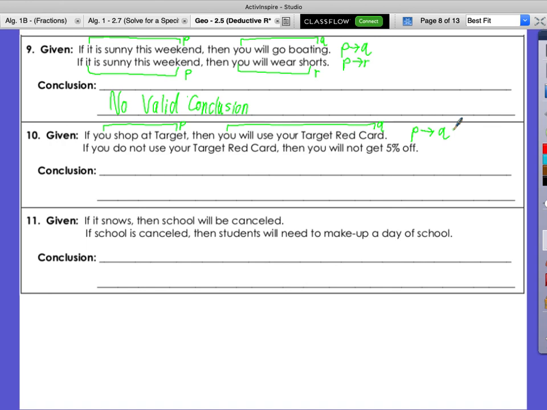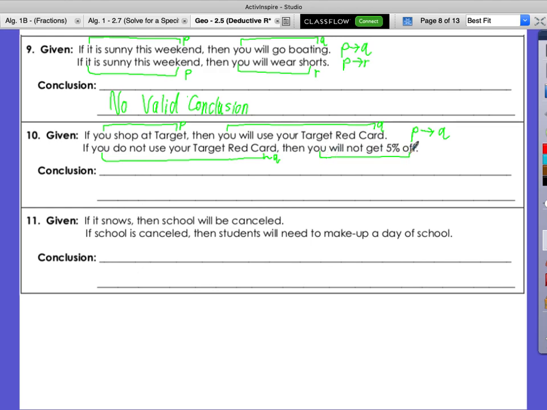If you do not use your Target red card, is that kind of like one we saw earlier? Oh, yeah, we have a negate. So this is not Q. Okay, all of a sudden this is not Q. Q is using your Target red card. This is not using your Target red card. Okay? You will not get 5% off.